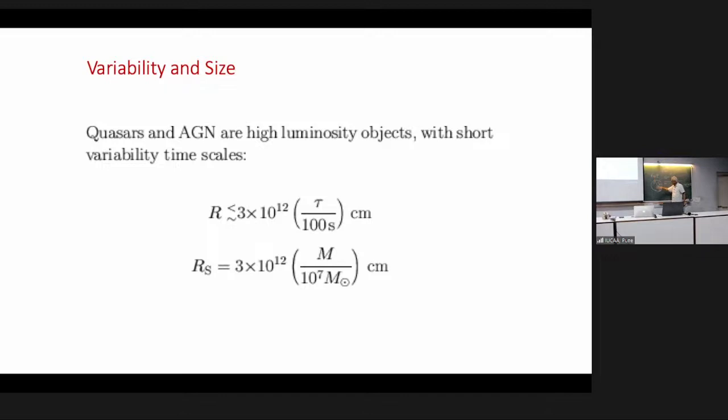So what are the numbers then? Supposing I get variability at 100 seconds, then r is about 3 times 10 to the 12 centimeters. I told you that in X-rays you can easily get variability at 100 seconds, which means the radius must be about 10 to the 12 centimeters. And how many light years is that?